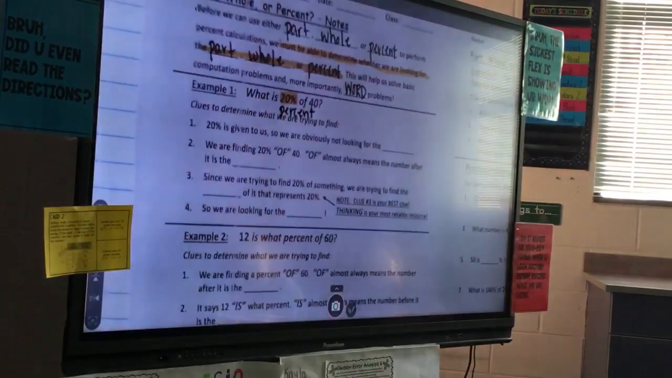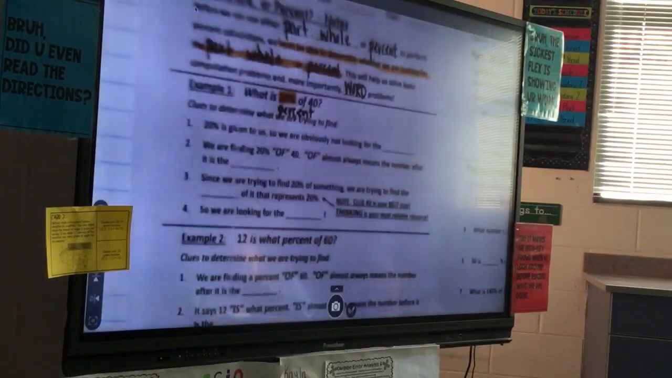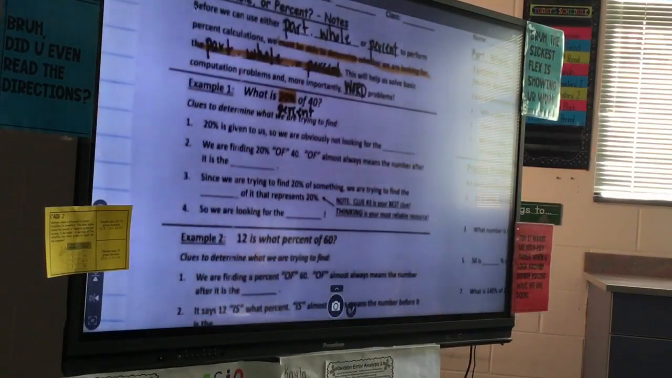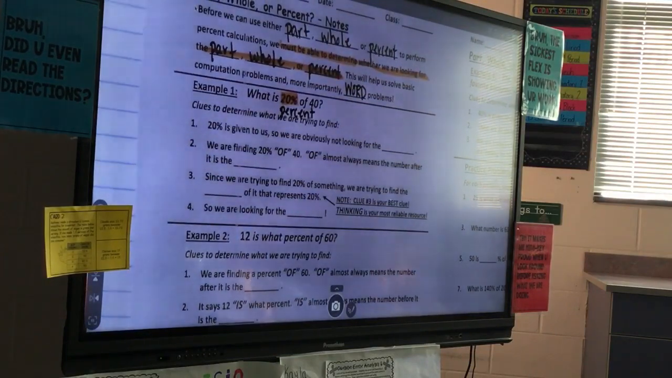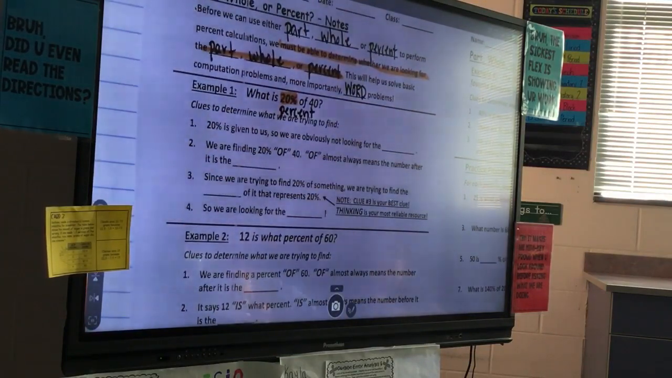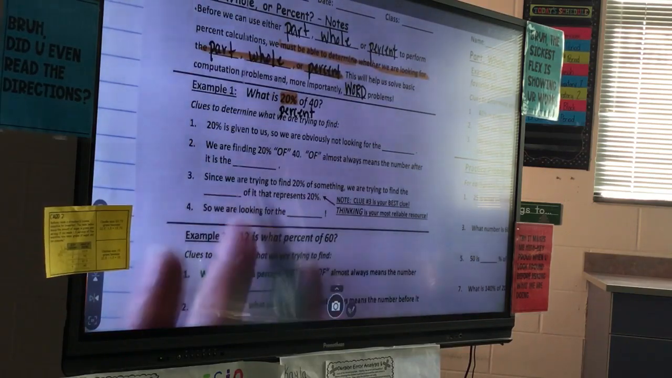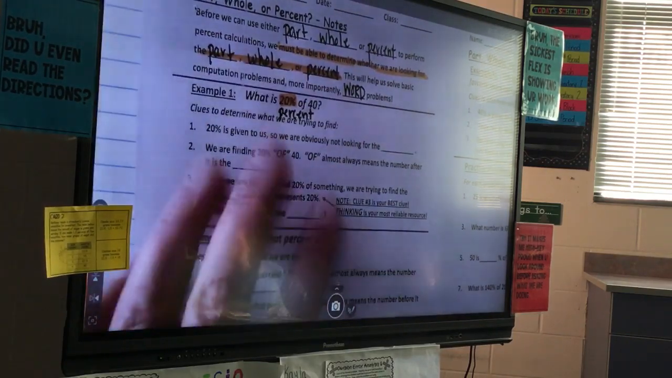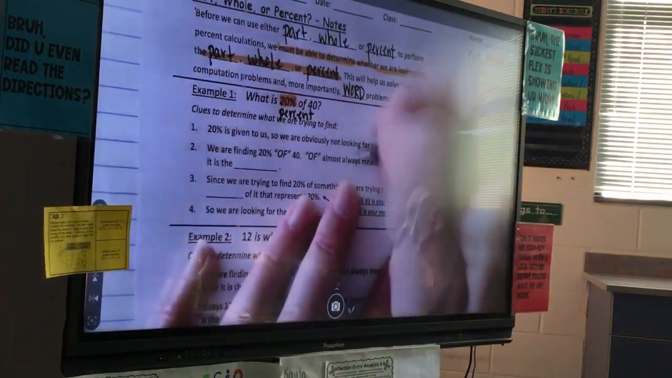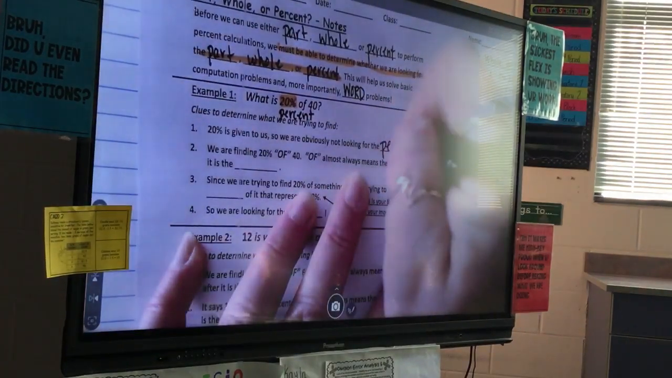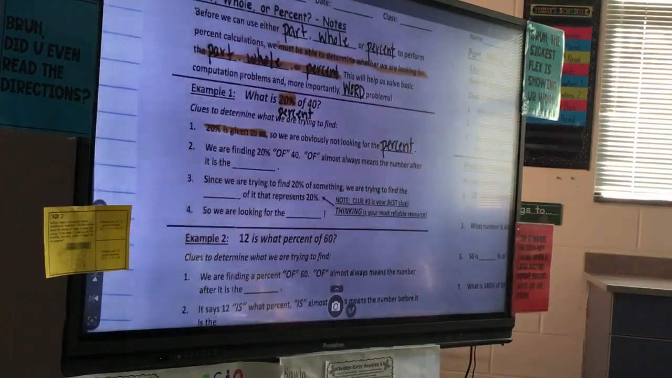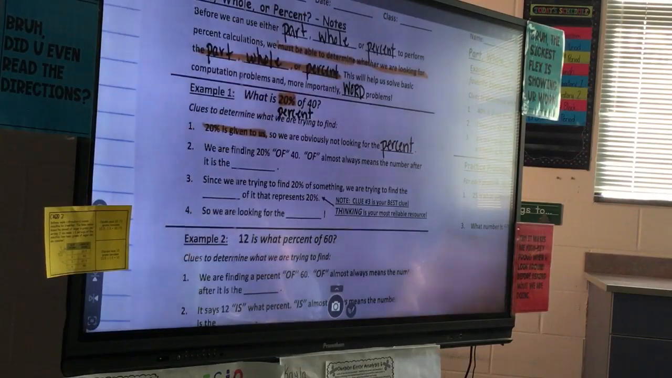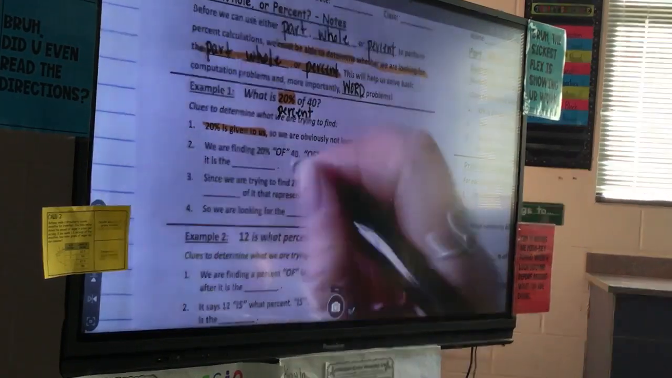All right. So it is the percent because what does it have? Alex? It's got the percent sign. So we know for a fact we are not finding the percent because we already have our percent, right? Now, let's go through this a little bit, and it says 20% is given to us, so obviously we're not looking for the percent. We are finding 20% of 40.